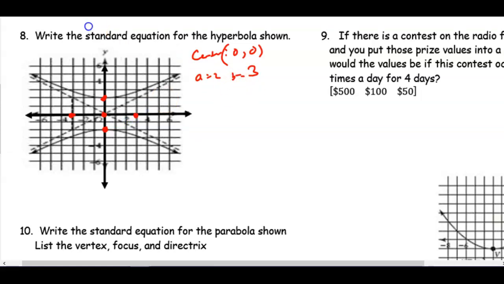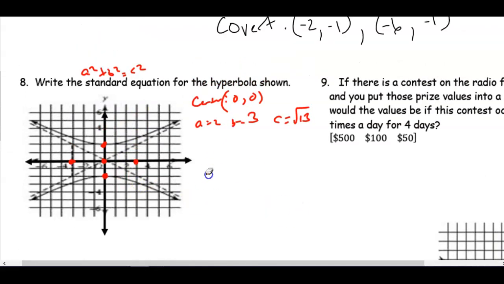And we do Pythagorean theorem, so a squared plus b squared equals c squared to find c. So 4 plus 9 is 13. So c equals square root of 13. Alright, I don't even need that to make the equation. Alright, hyperbola is vertical. So when it's vertical, we got to put y first. So y minus 0 squared all over a squared, minus x minus 0 squared, because h is 0, all over b squared, which is 9, equals 1. There's our equation for that.